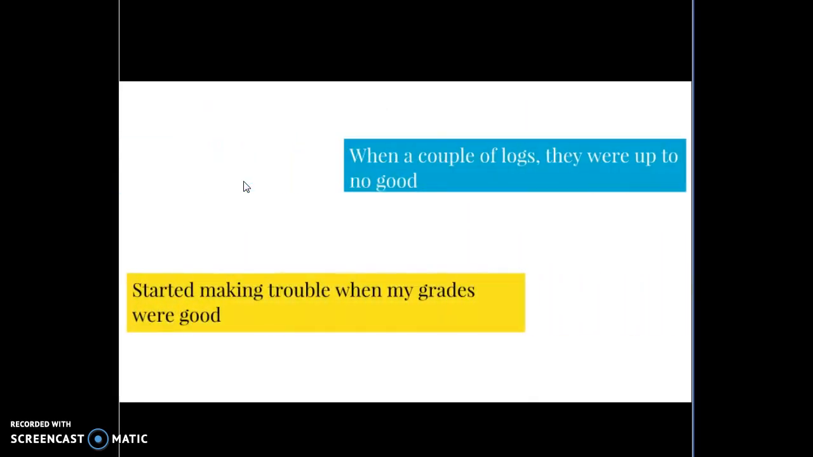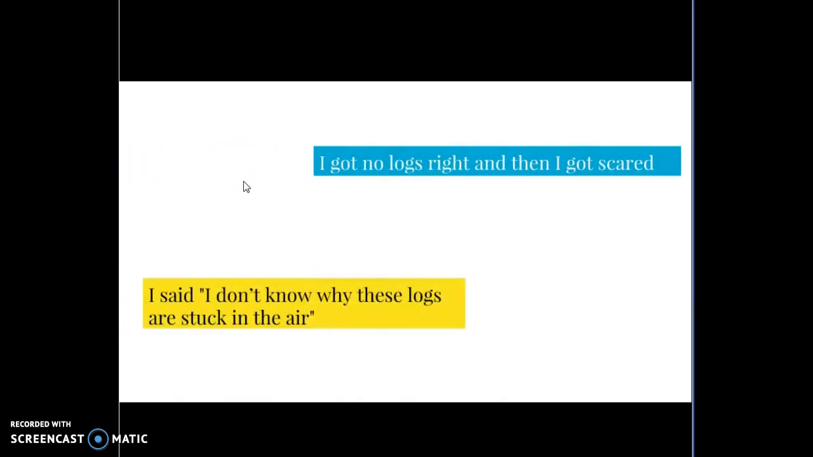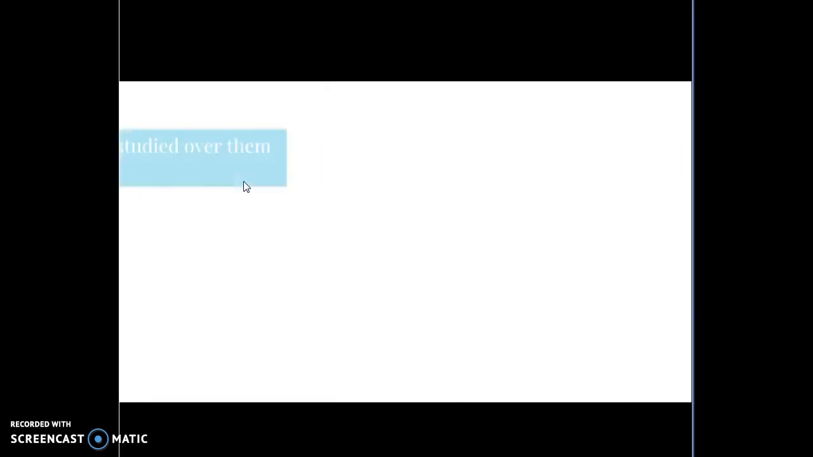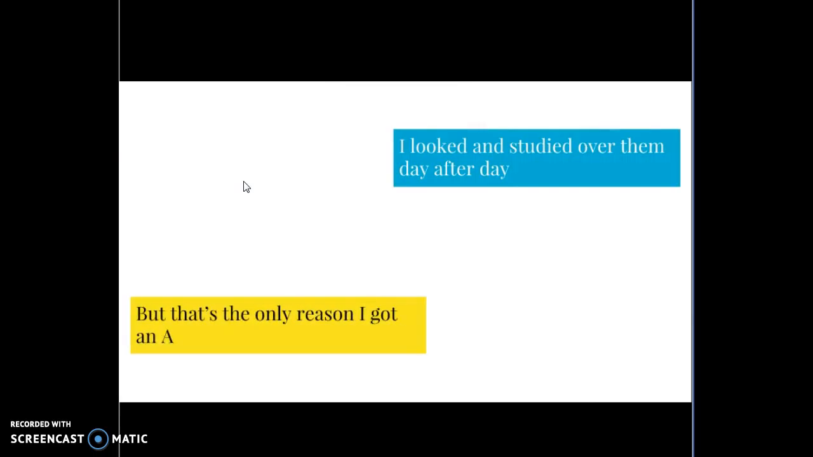When a couple of logs, they were up to no good. Started making trouble when my grades were good. I got no logs right, and then I got scared. I said, I don't know why these logs are stuck in the air. I looked and studied over them day after day, but that's the only reason I got an A.